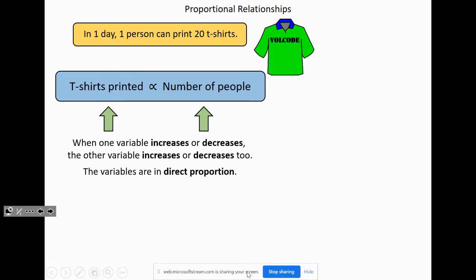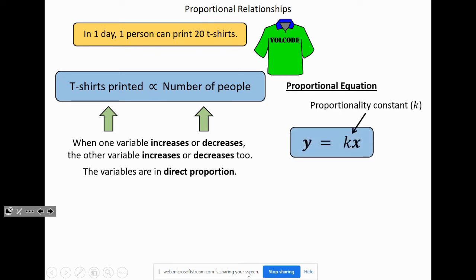This is called direct proportion. When one goes up, the other goes up. That means they are directly proportional to each other. And we can write that as an equation like this: y equals kx, where k is a constant, a proportionality constant. It's just a number. Y equals a number times x.